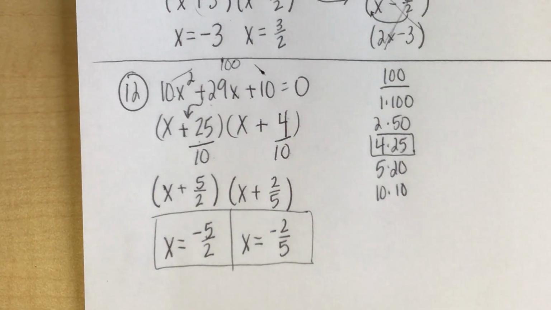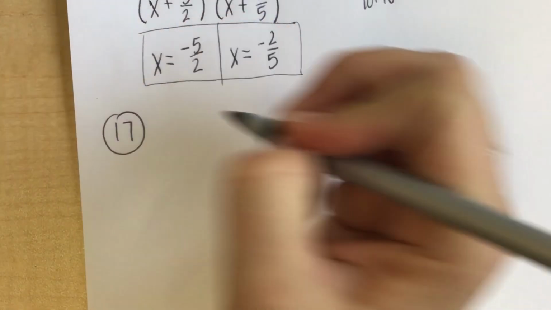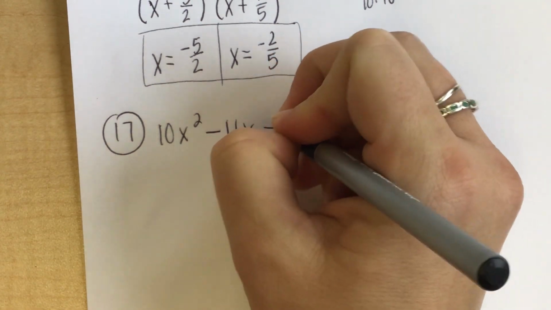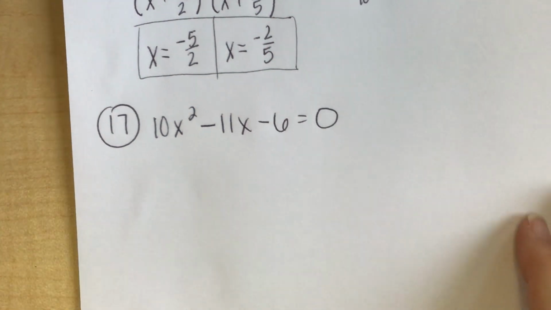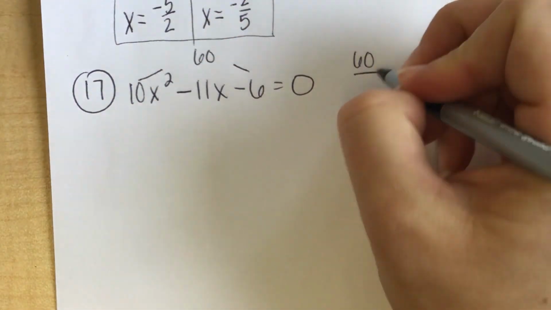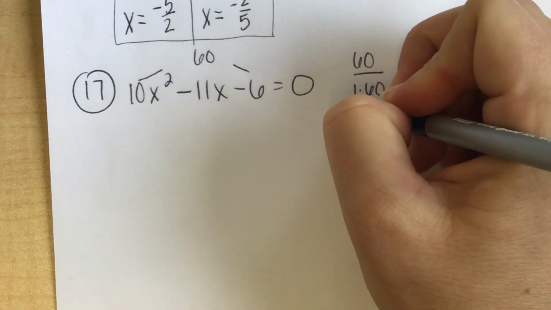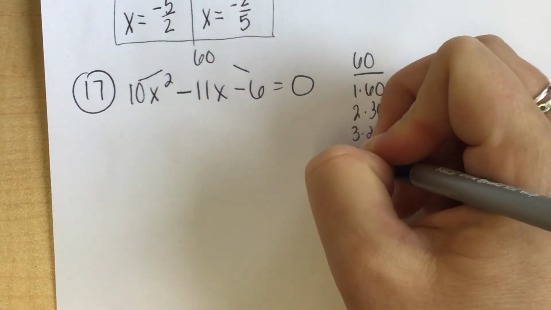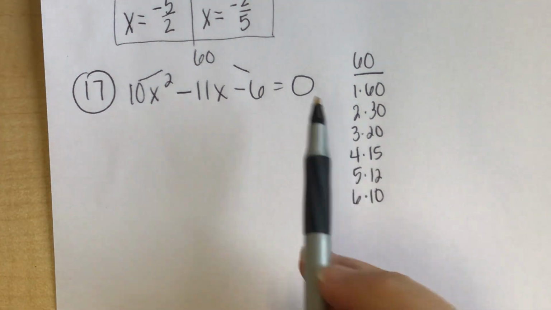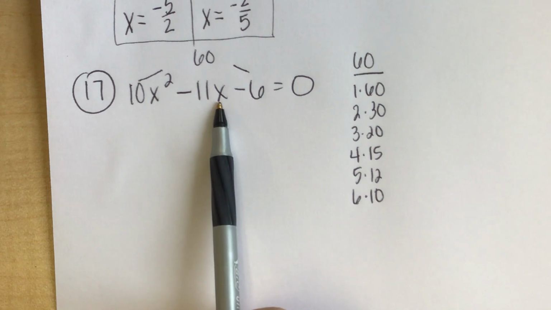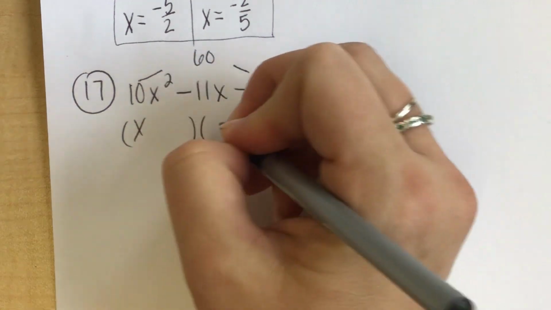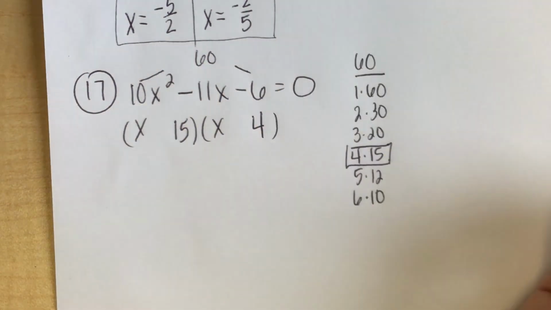All right, let's look at one other one, number 17. So number 17, we have 10x squared minus 11x minus 6 equals 0. So once again, I'm going to take my a times c, which gives me 60, factors of 60. There's a bunch, all right, and we need factors of 60 that subtract to give me 11. So I have 15 and 4. So 15 goes in the first set, 4 goes in the second.